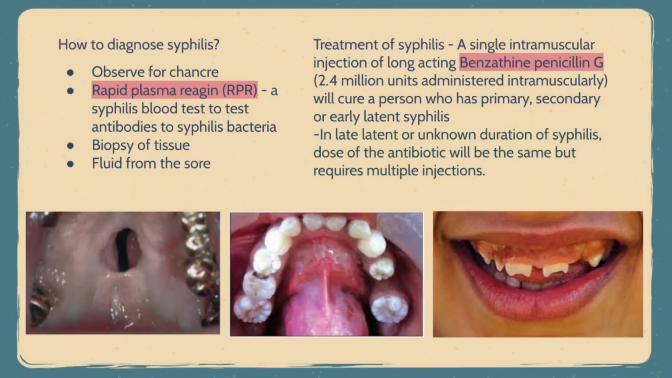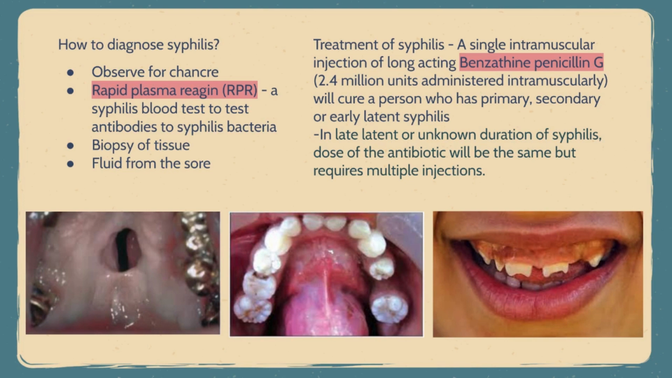Next, the picture on the lower left showing palatal fistula that occurs in tertiary syphilis, and next to it showing mulberry molars and also Hutchinson teeth that occur in congenital syphilis. So how to diagnose syphilis is by simply observing a chancre, but it is not enough for a diagnosis. A doctor or dentist will need to draw blood or take a fluid sample from the sore for further testing.